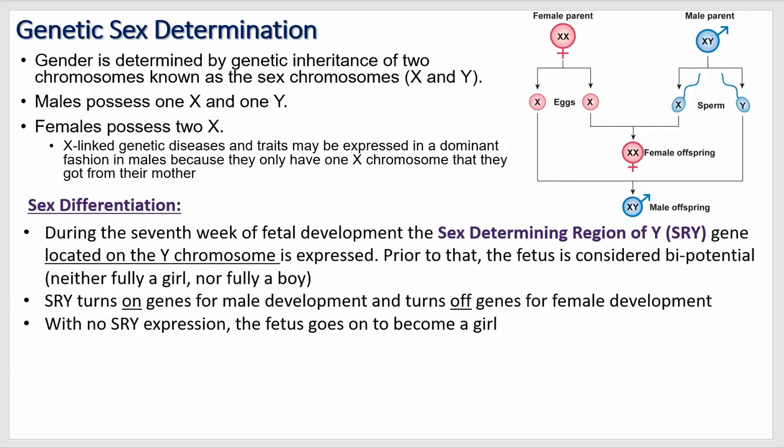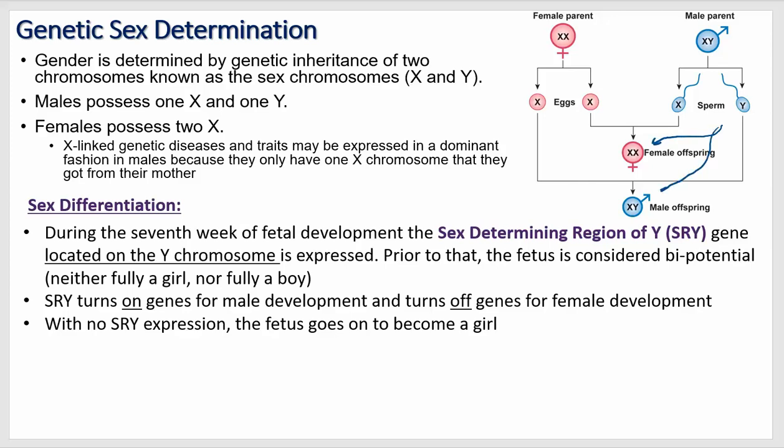So, genetic sex determination. Gender is determined by genetic inheritance of 2 chromosomes known as the sex chromosomes. Okay, so we have a picture of this here. We can see the female XX, male XY, which means that when the female is going to produce an egg, it's just going to have one. It's either going to have this X or this X, and it doesn't get really any other options. However, in a male, the male is going to donate either an X or a Y. So it is the male parent that determines the genetic sex of the offspring.